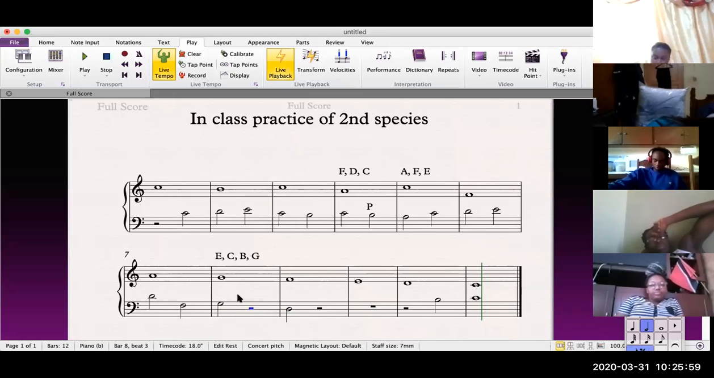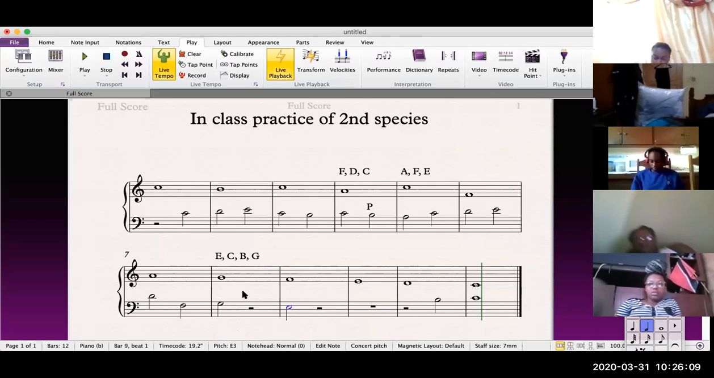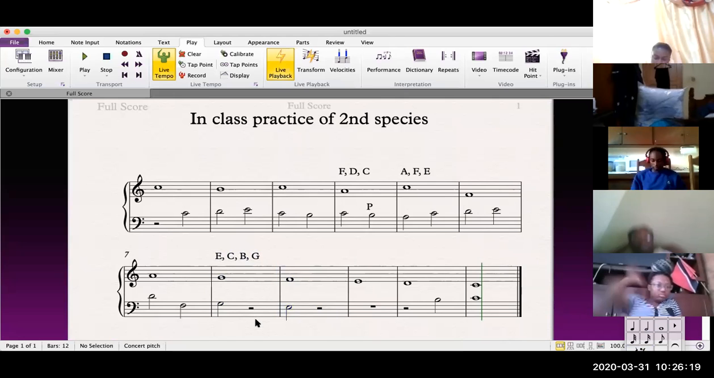Now, if you put an E here, you could have a dissonant note in the middle, but you get parallel octaves. So that's probably not really going to work. Oh, hang on. E. Why did I say E? Sorry, I'm talking total rubbish. Just ignore that I said that.